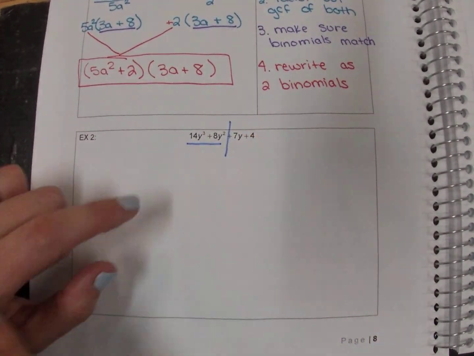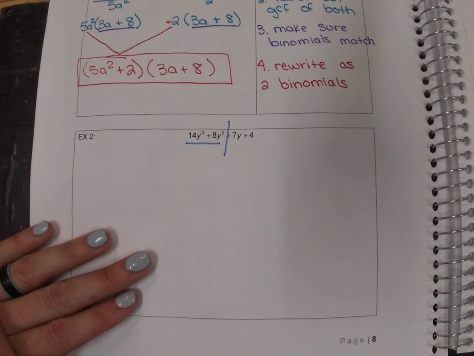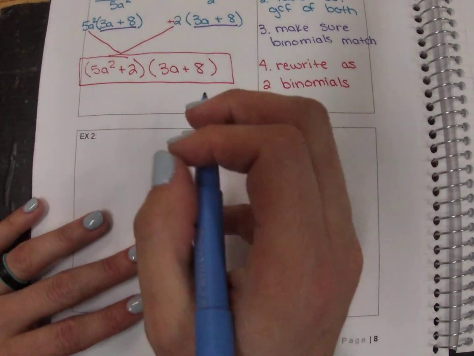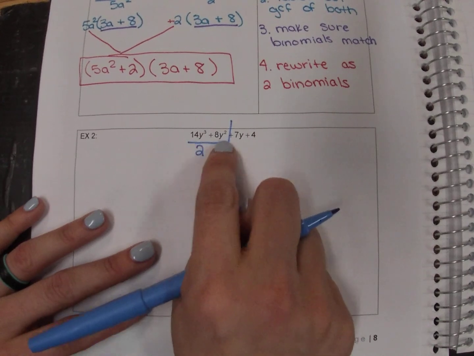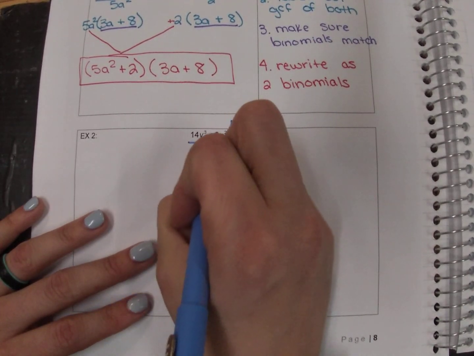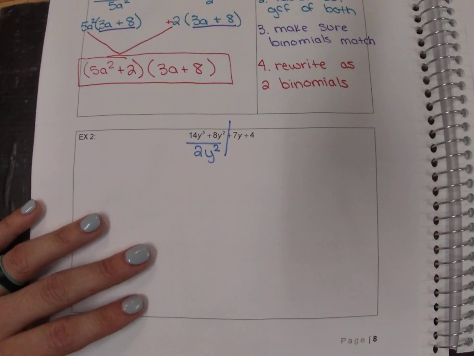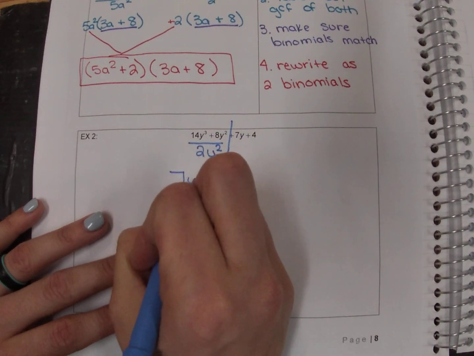So over here on the left-hand side, we're thinking about what will go into 14 that will also go into 8. Okay, so that will have a GCF of 2. They both have the variable, and the smaller exponent is a 2. So we're going to pull out that GCF of 2y squared.